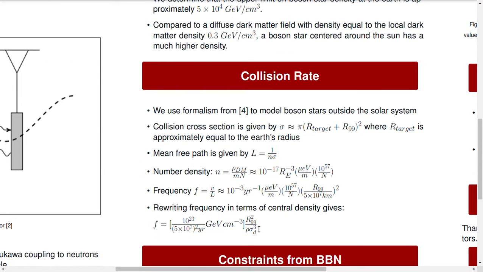To determine the collision rate for a star coming from outside our solar system, we assume that collision cross-section is of the form shown here, where r target is equal to the radius of the Earth, and r99 is equal to the radius in which 99% of the matter in the boson star is contained. And then if mean free path is equal to this equation, and number density is equal to this equation, you can determine the collision frequency, which is equal to the following. And then we can rewrite the collision frequency in terms of the density of the boson star.